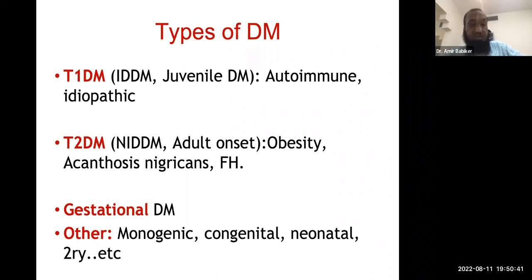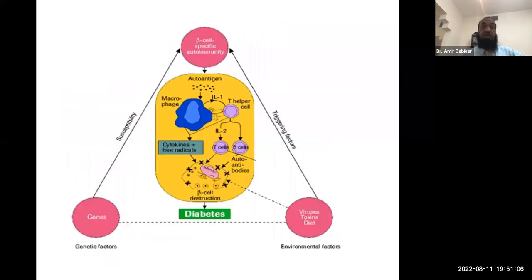Gestational diabetes occurs in pregnancy. And then the MODY or the monogenic diabetes, the congenital neonatal one, is part of it. And then we have secondary diabetes that occurs because of excess of counteracting hormones to insulin, such as cortisol in Cushing syndrome, hyperthyroidism, or any other source of counteracting hormones.